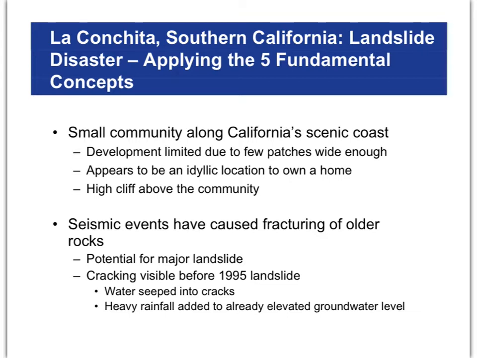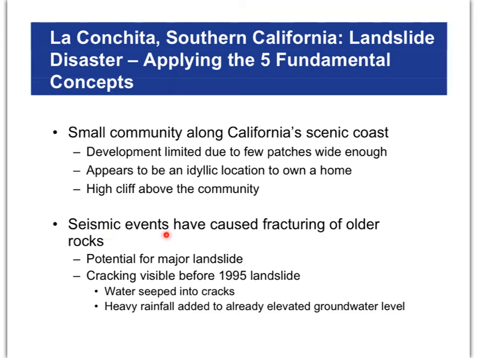So let's use a lot of this common sense and apply that to the La Conchita disasters that took place in 1995 and 2005. Let's just recap right here. It's a very scenic area, so people are likely to want to live there. It's a small community right along the Pacific coast. And it just seems idyllic, which means so peaceful that nothing bad could happen here. And that can oftentimes be misleading.